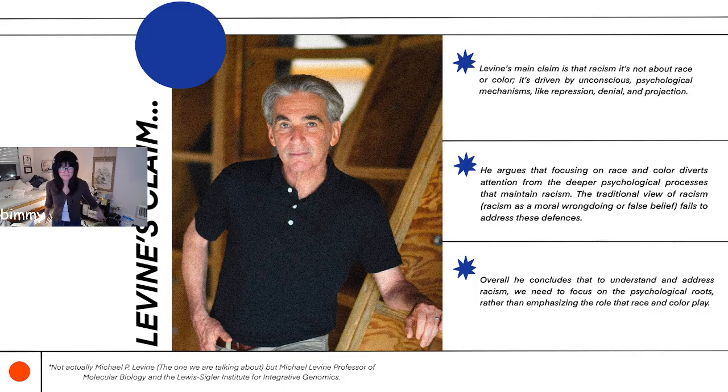Alright, so number 1, Levine's claim. In his work, Philosophy and Racism, Levine's main claim is that racism is not about race or color. It's driven by unconscious psychological mechanisms like repression, denial, and projection. He argues that focusing on race and color diverts attention from the deeper psychological processes that maintain racism. The traditional view of racism as moral wrongdoing or false beliefs fails to address these defenses. Overall, he concludes, to understand and address racism, we need to focus on psychological roots rather than emphasizing the role that race and color play.